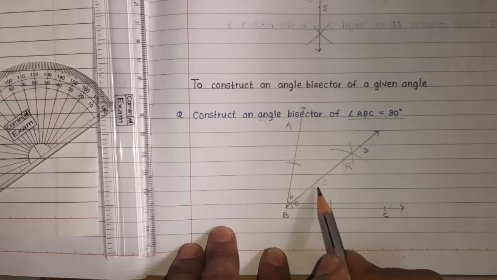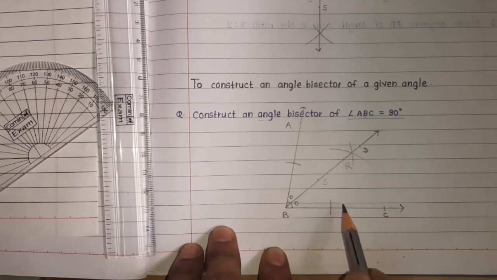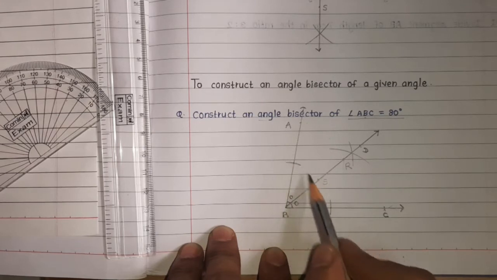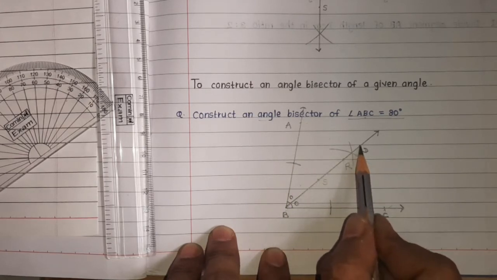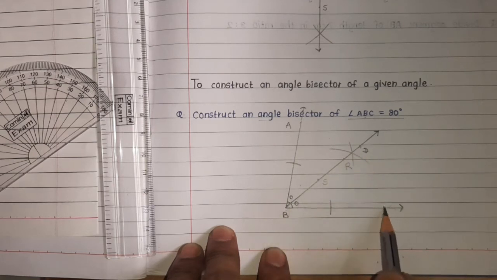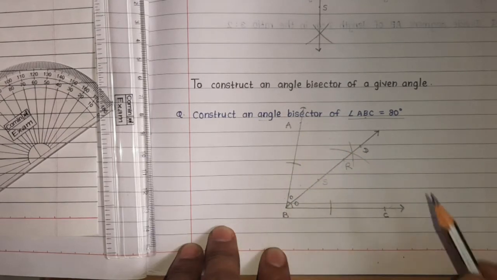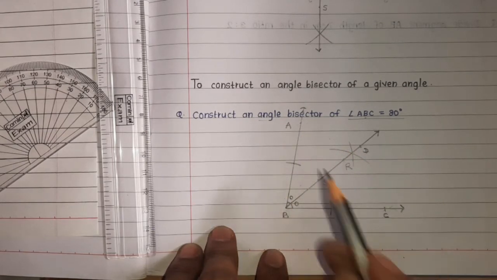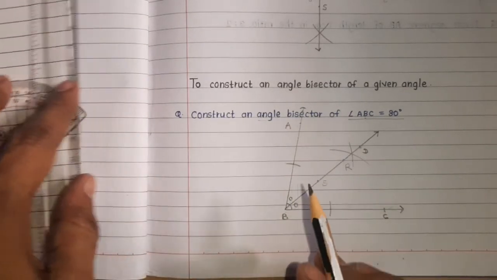That means every point on an angle bisector is equidistant from the sides of that angle. This is the angle bisector. If we take any point, suppose point D, then the distance of point D from BC and the distance of point D from AB will be the same. This is the property of the angle bisector. Now I think everyone understood this.